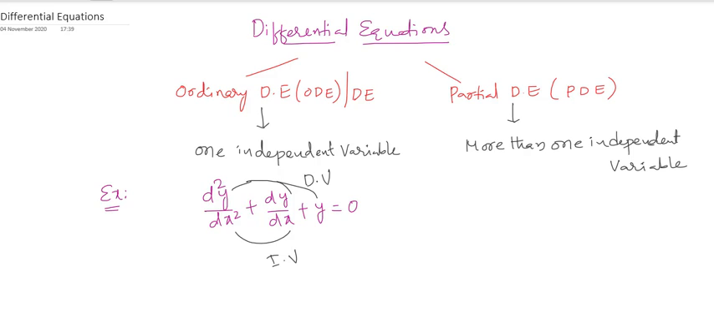So in the concept of an ordinary differential equation, we will have only one independent variable. Such a thing I can call an ordinary differential equation, or simply a differential equation.